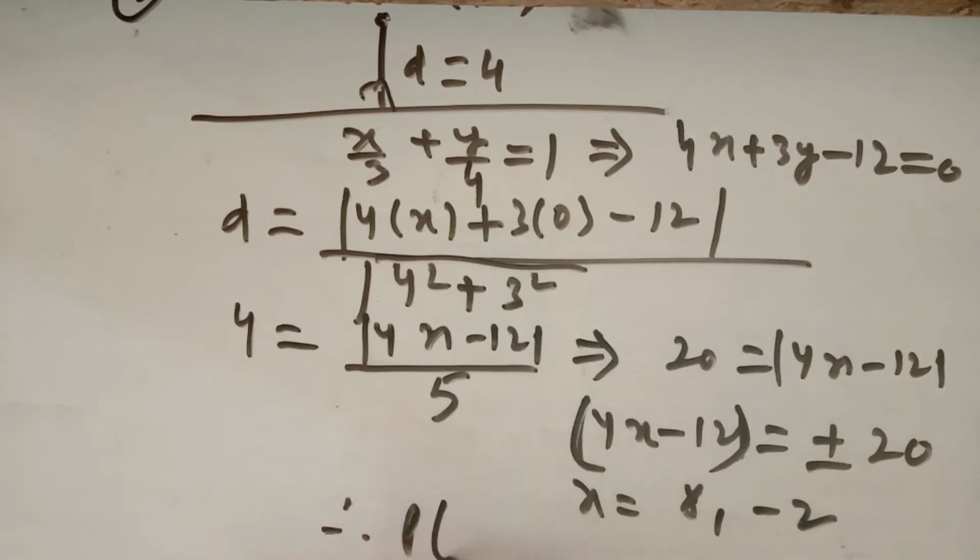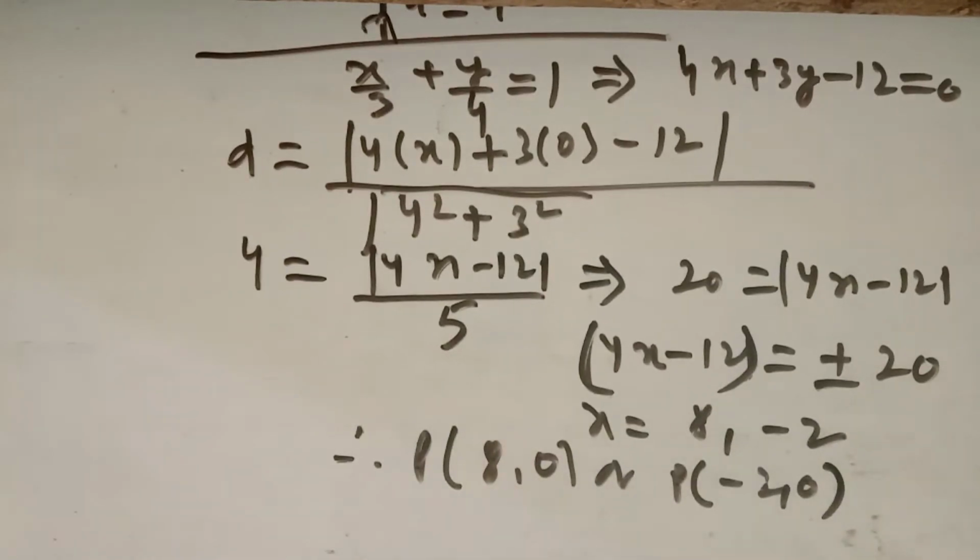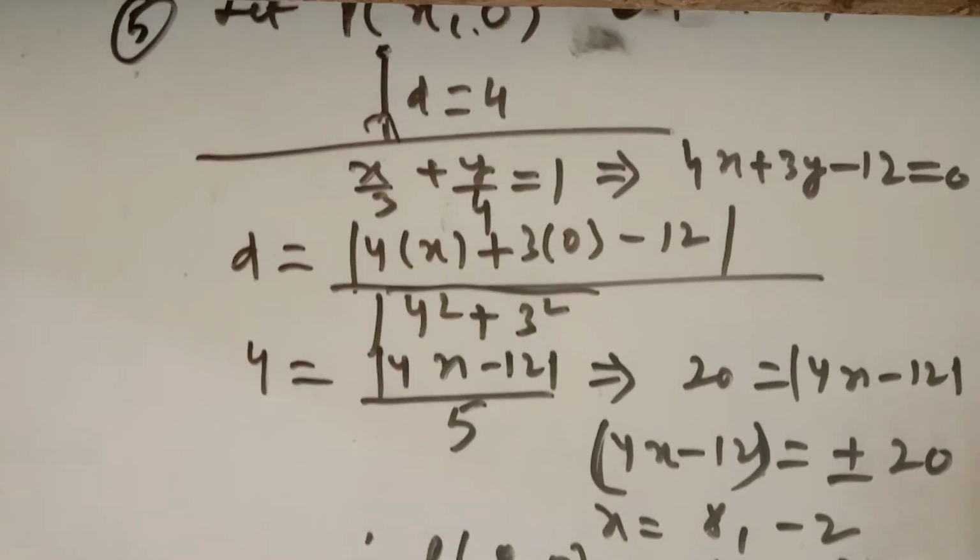So the point is (8, 0), or the point is (-2, 0) on the x-axis, whose distance from the given line is equal to 4. So this is question number 5 we have done.